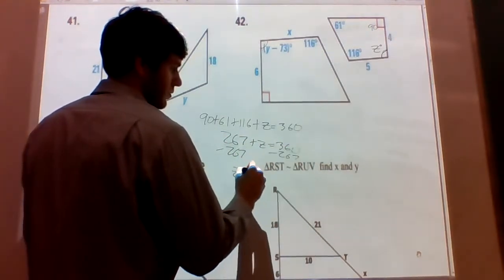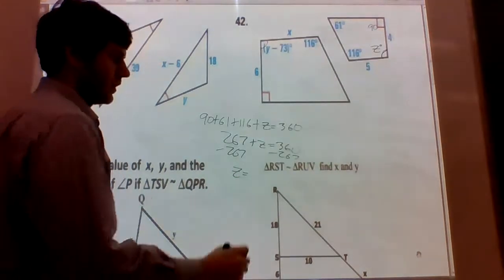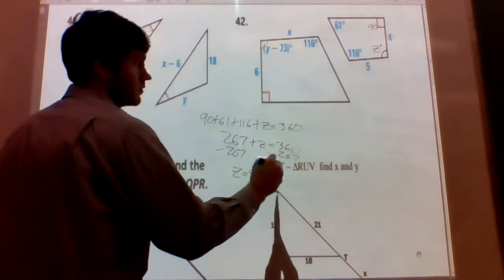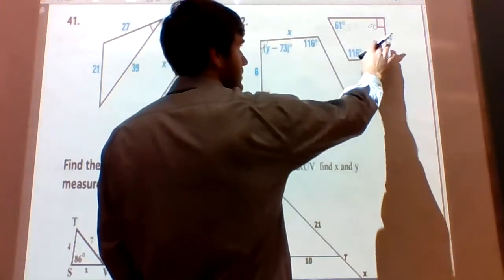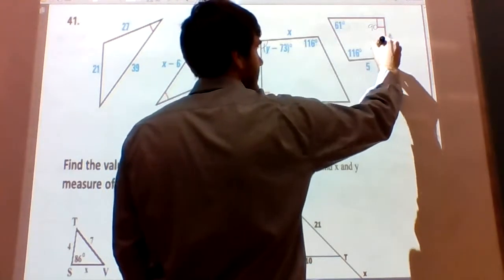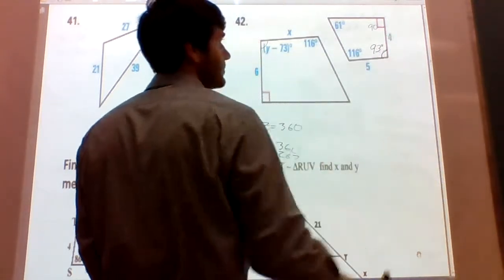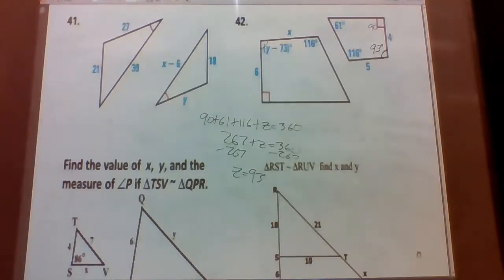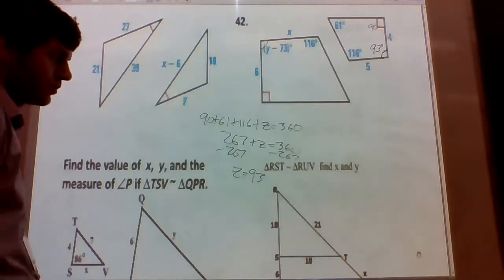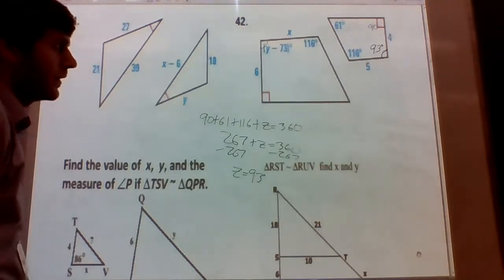So Z is going to be 93 degrees. Right? 251 plus 16, 267. Yes. Right.